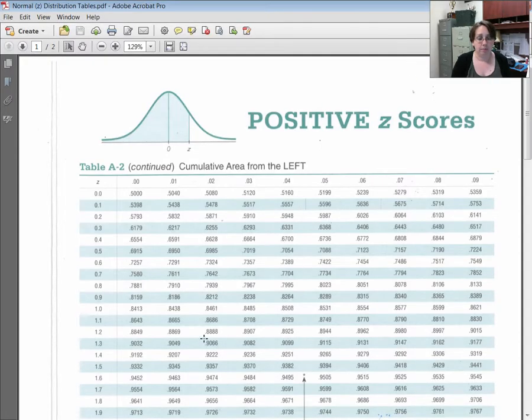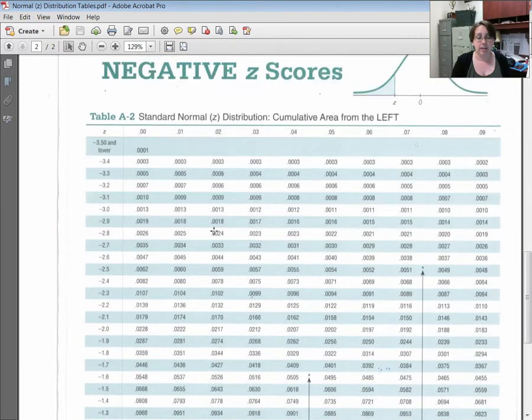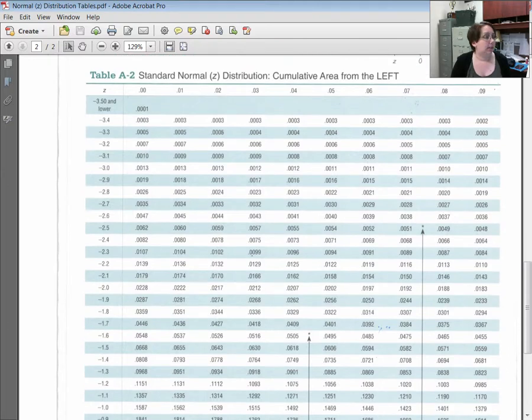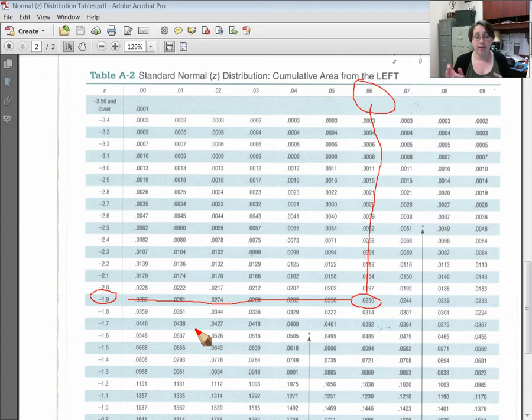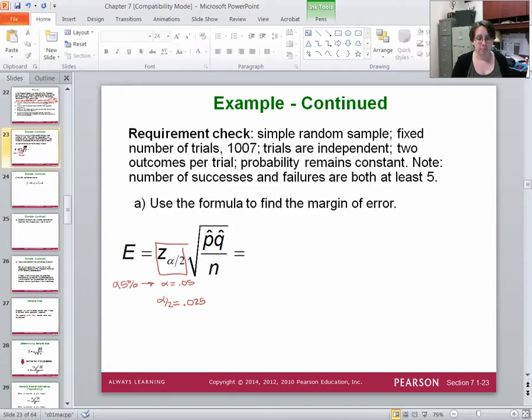Alright, here's my Z table. Now, 0.025. That's not on the positive Z-score. Remember, this is the area to the left, so we're looking for the left tail, the negative Z-score. So 0.025 right there. Now that has a Z-score corresponding to it, which is right there. So 1.96. Now that's the left tail. The right tail would be the positive value. So let me clear this. So 1.96. Go back to the PowerPoint.